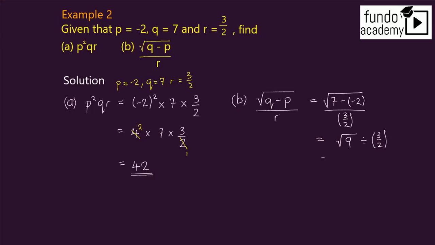Right, the square root of 9 is 3, and if we introduce a multiplication sign instead of a division sign, then it means that we'll be inverting 3/2, so it becomes 2/3. And if we simplify this, dividing 3 into 3, what do we get? 1, and 1 times 2 is 2. So the solution for part B is 2. And well done again if you got that one correct. So that is the simple process of substitution.